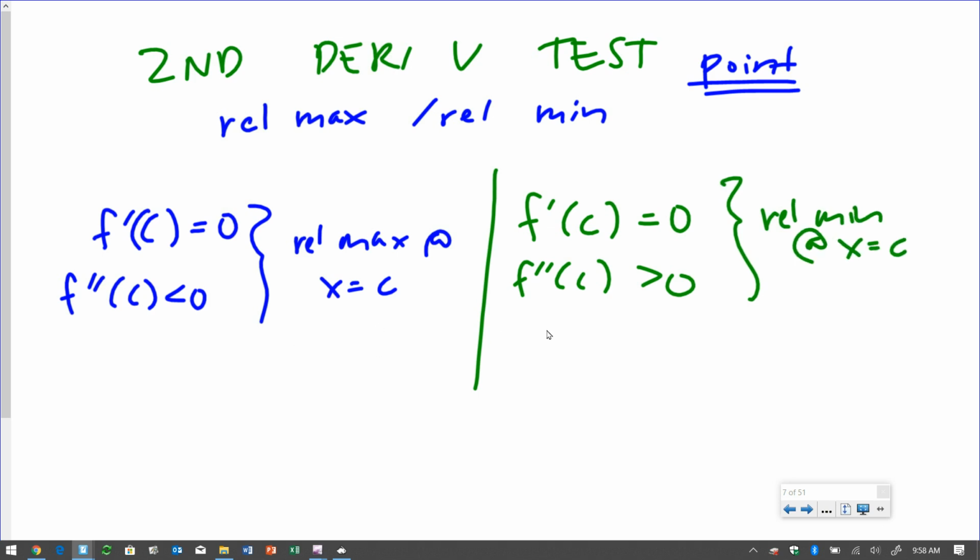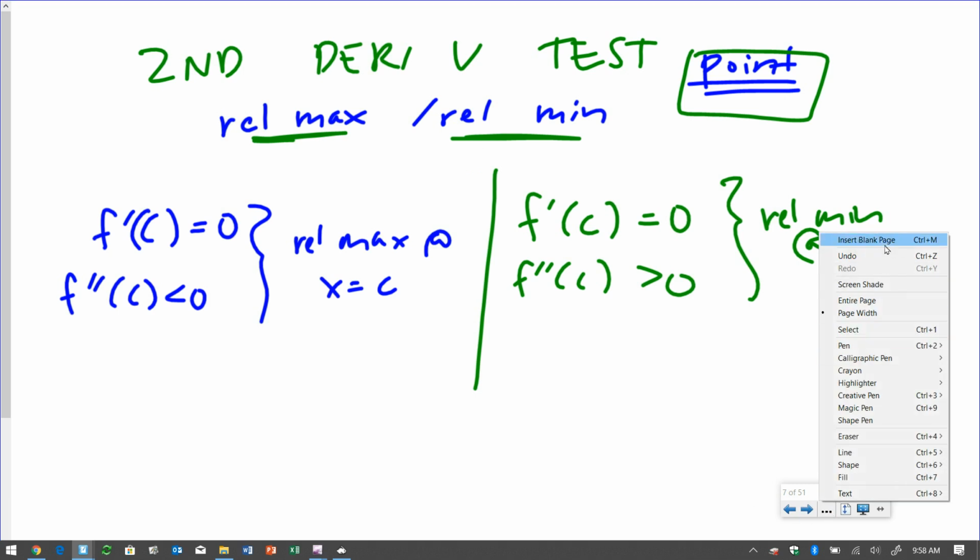Any questions about the second derivative test? Again, that's for relative max and relative min. If they give you the point, that's a key time to use the second derivative test. You guys good with that? If they give you the point. If they don't give you the point, probably first derivatives, because you have to go find the critical point anyway. Okay? All right, let's look at our new test.